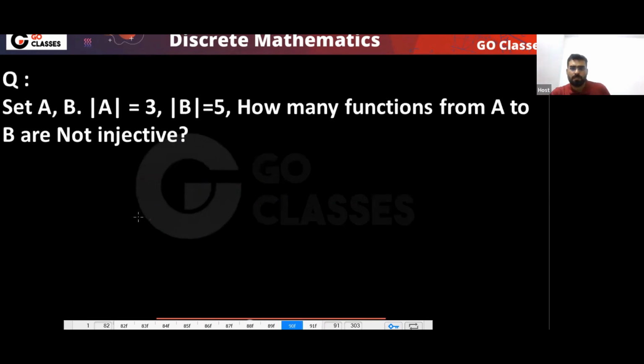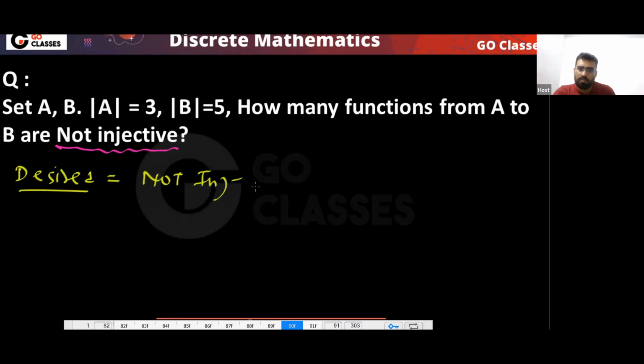Okay, tell me about this. How many functions from A to B are not injective? I am asking not injective. So tell me, what is my desired? My desire is not injective functions. This is the desired. Okay, so what will I do?